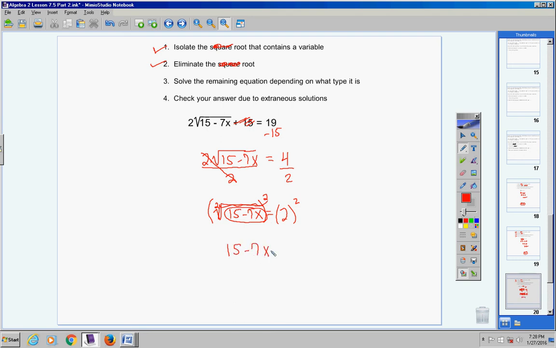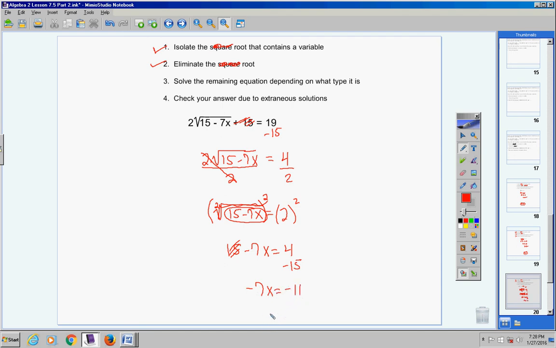And then on the right side, 2 squared is 4. And now, solve the remaining equation depending on what type it is. So let's solve this thing, okay? Pretty simple. Here we go. This is a linear equation to solve for x, so bring the 15 over and make it a negative 15. And we're left with negative 7x equals negative 11.